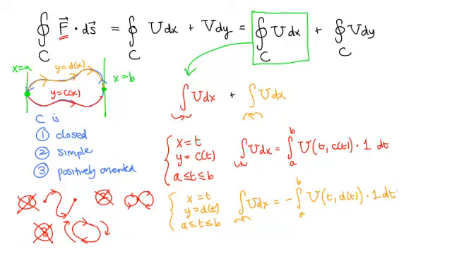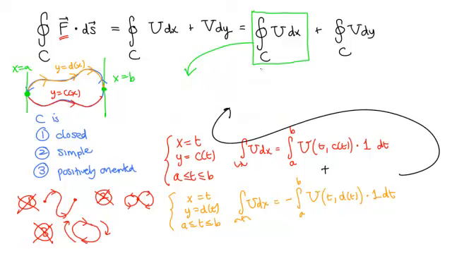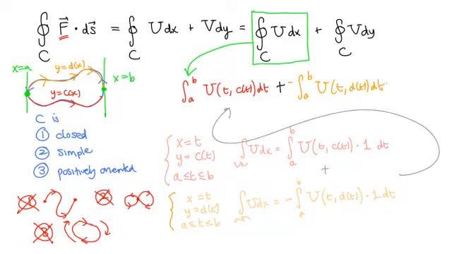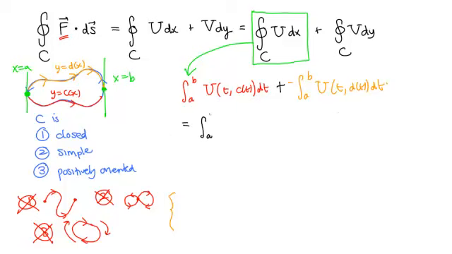And so we can add these 2 results together, and what we find is this: that the closed integral of u dx is the same thing as the integral from a to b of u of t comma c of t dt plus negative the integral from a to b of u of t comma d of t dt. Note that this can be written as a single integral, the integral from a to b of u of t comma c of t minus u of t comma d of t, dt.